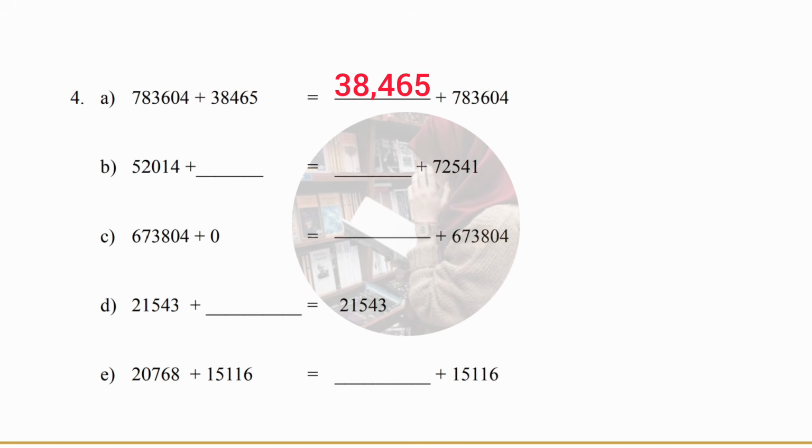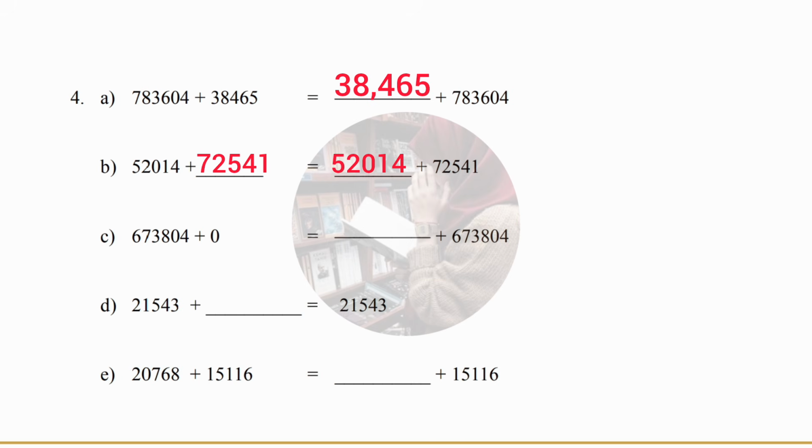Next, second one is 52,014 plus dash is equal to dash plus 72,541. If you observe carefully here, two different numbers are given, but it says equal to, meaning the addition of both the numbers will give the same answer. So you have to write the opposite number in the opposite blanks, meaning 72,541 in the first blank and 52,014 in the second blank. Are you getting my point, guys?